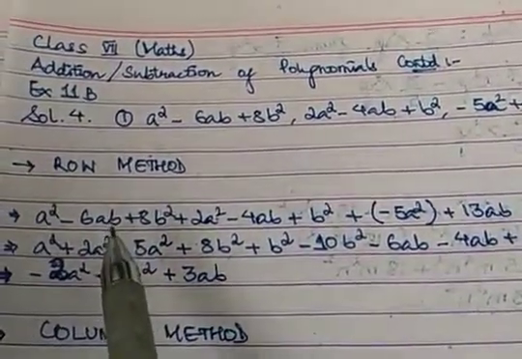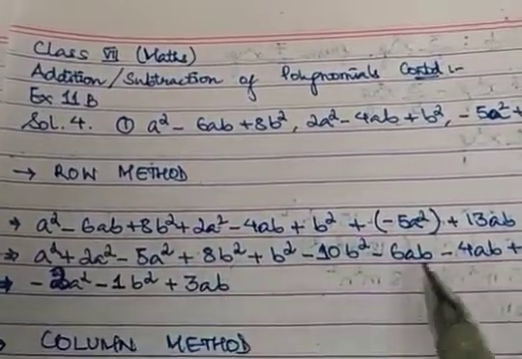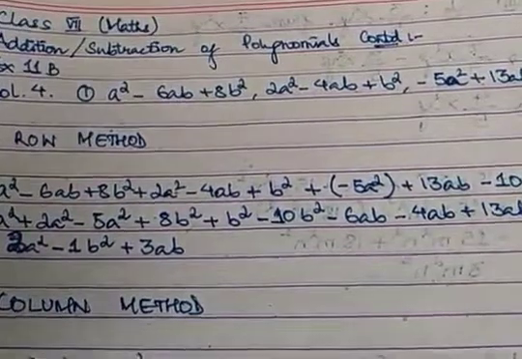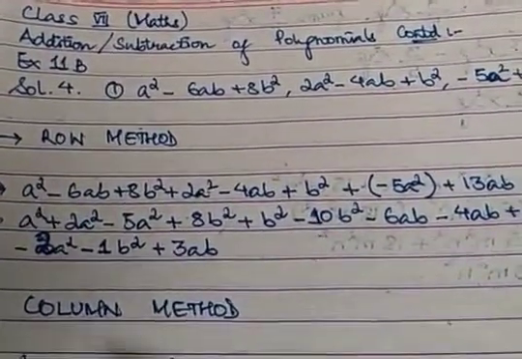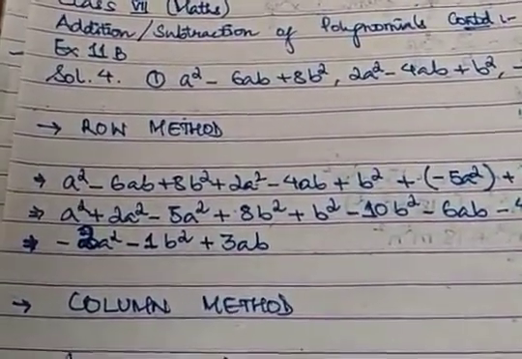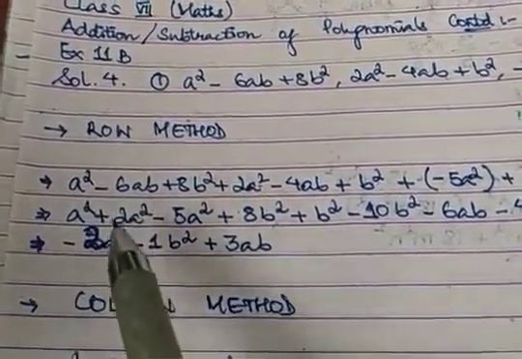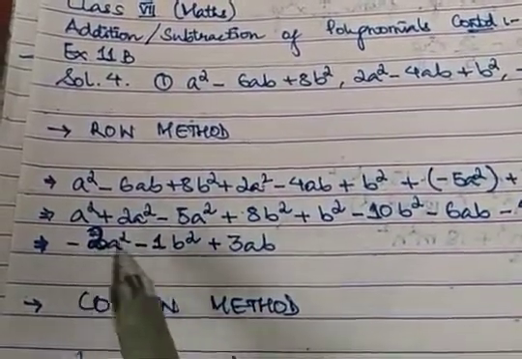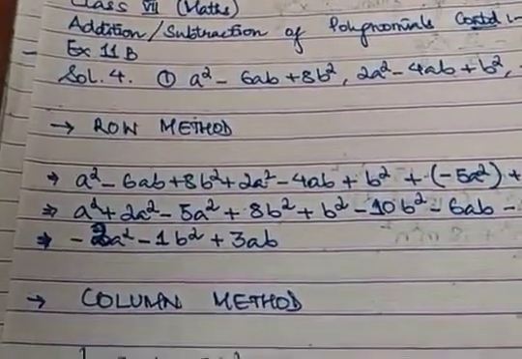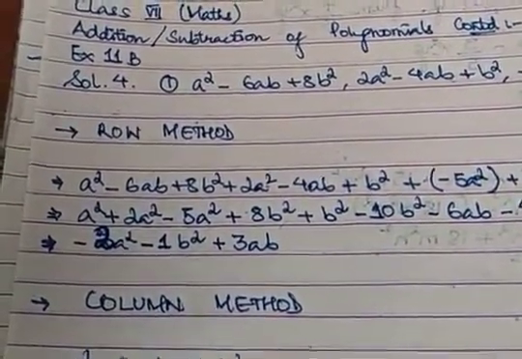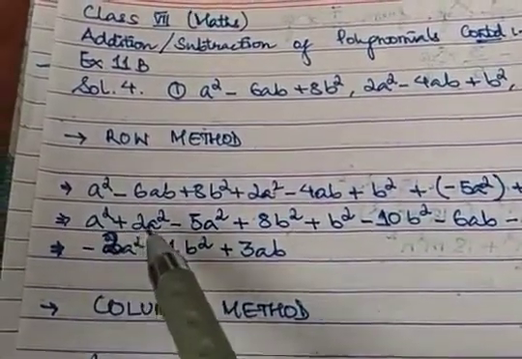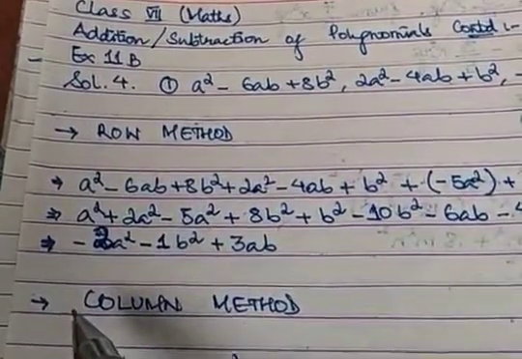Now the terms with ab as variables: minus 6ab here, minus 4ab here, and plus 13ab here. Again the same method follows: like terms can be added or subtracted. So what do we have with a square? We have three terms, two terms with the same signs and one with the opposite. We know opposite signs are subtracted, same signs are added, and addition comes first in the BODMAS rule. And only the coefficients will be added, the variable remains the same.